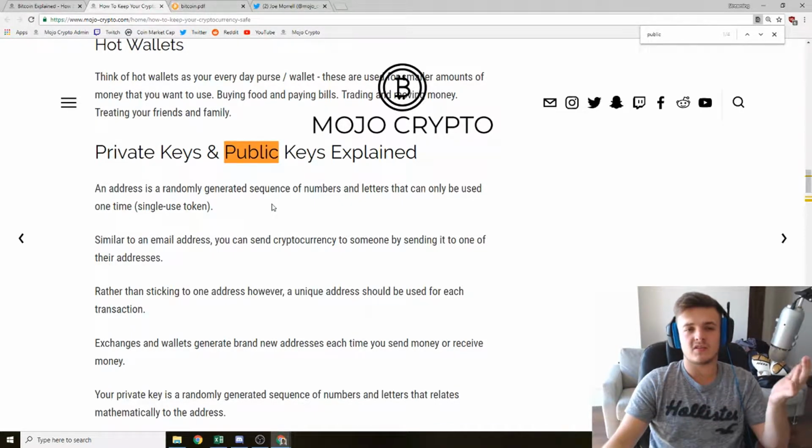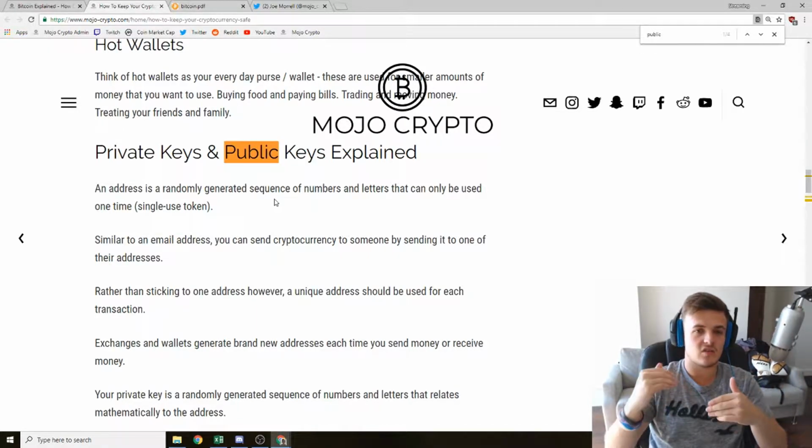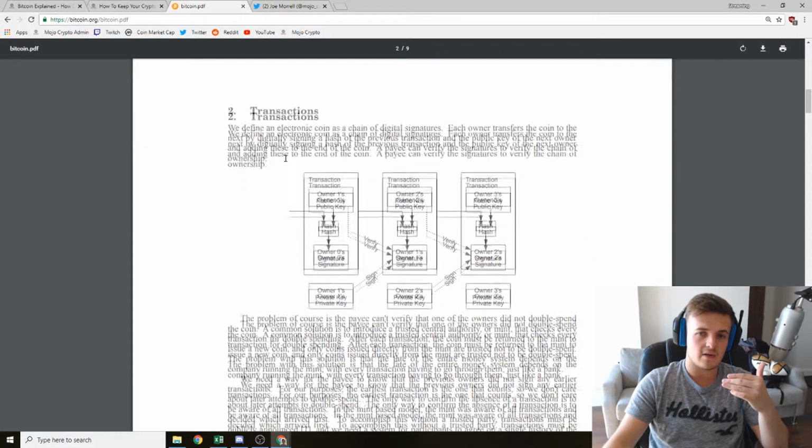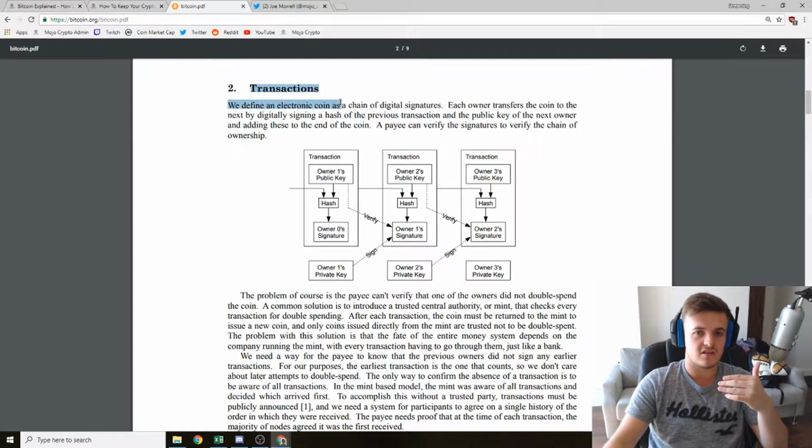Similar to an email address, you can send cryptocurrency to someone by sending it to one of their addresses. If we go onto the Bitcoin white paper, you can see how it's broken down here. You can see how the transactions actually work.